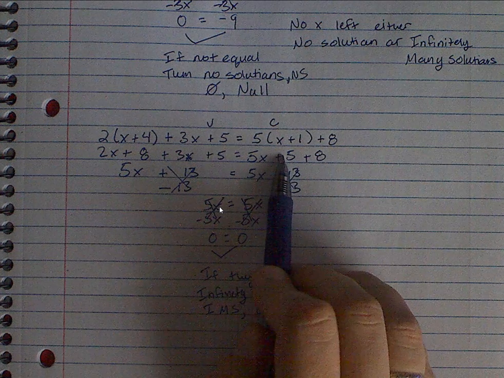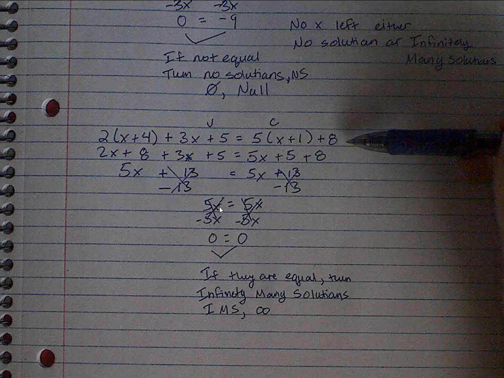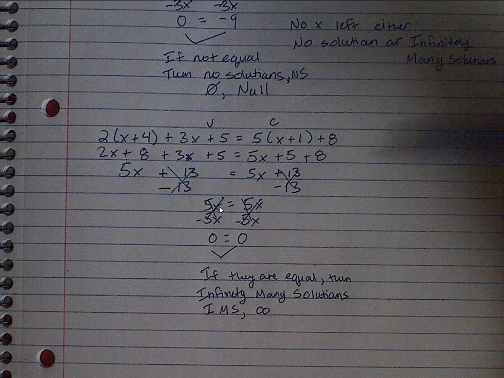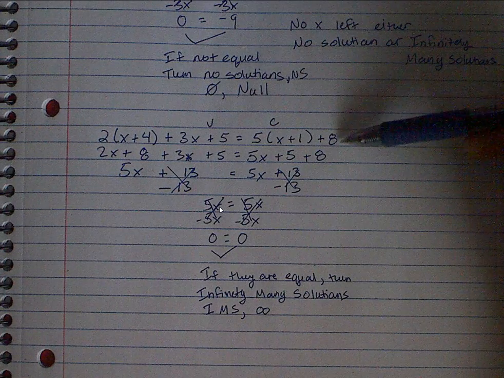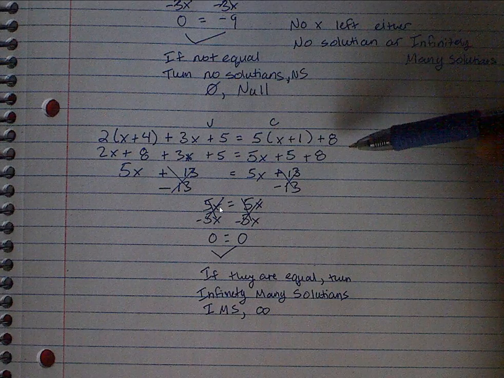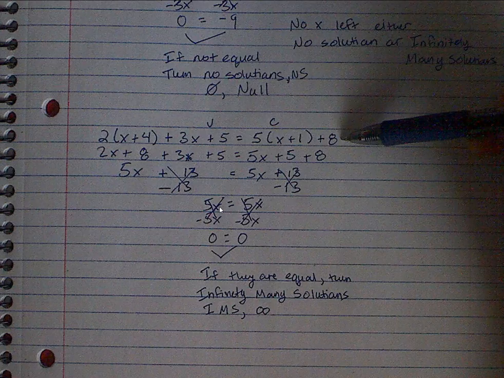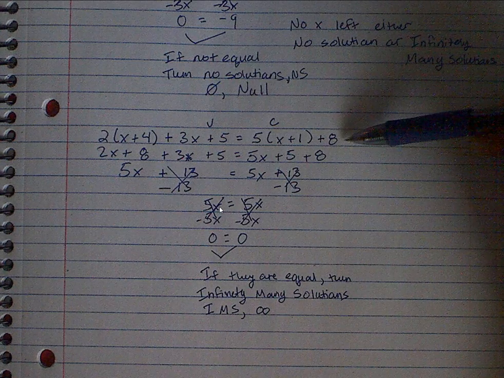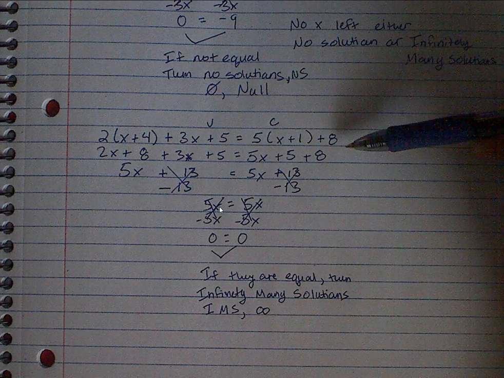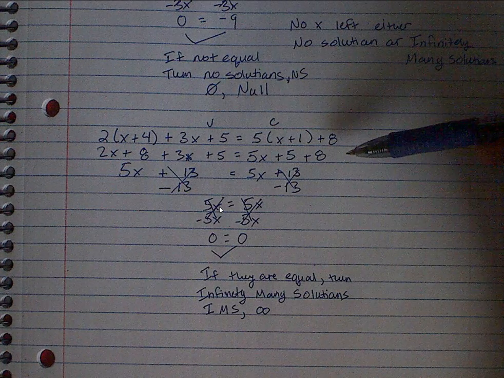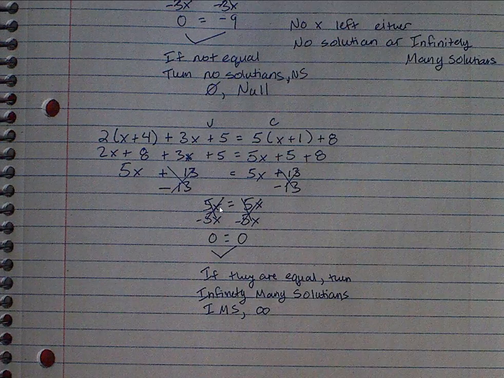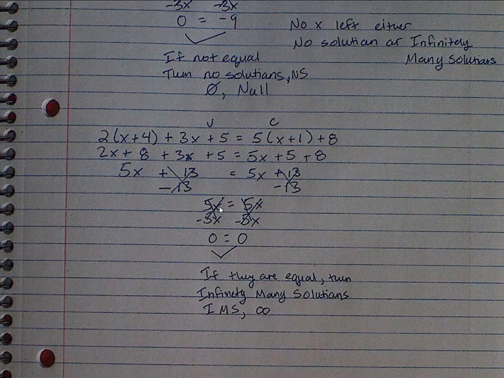So no matter what number I put in, if I put negative a billion in here, no matter what number I put in here, it's always going to balance on both sides. 5, a billion, 75 billion 36, 75 billion 37, 0, 75 billion 37.7, 0. It's going to balance on both sides no matter what. And so it's infinitely many solutions. That's why we use this little infinity symbol here.